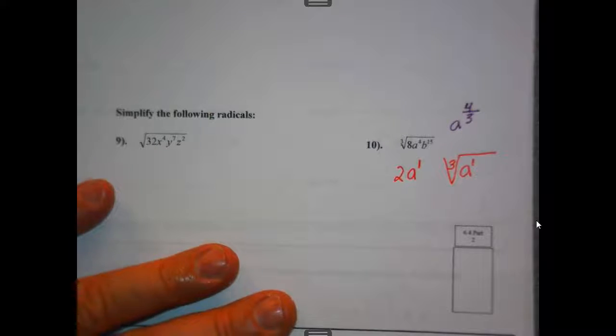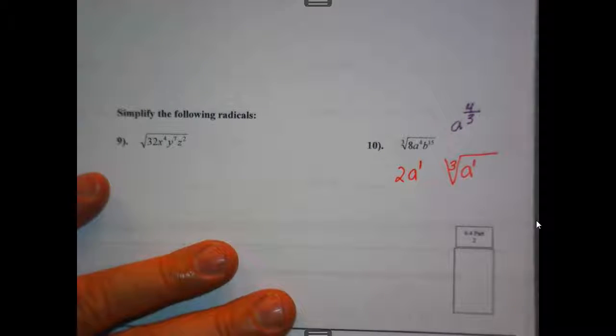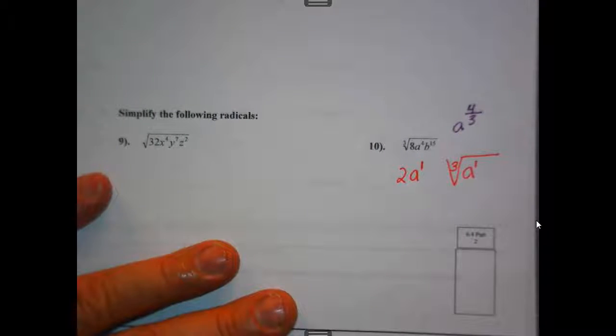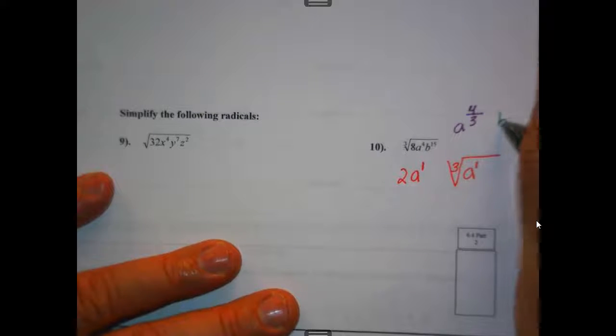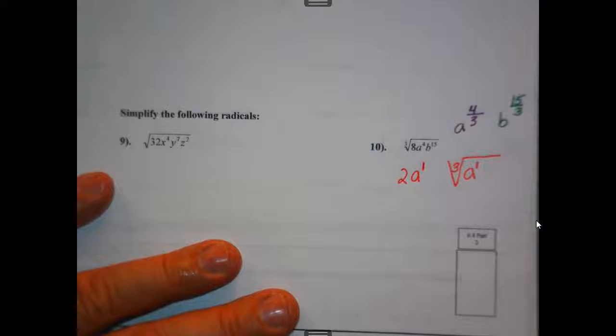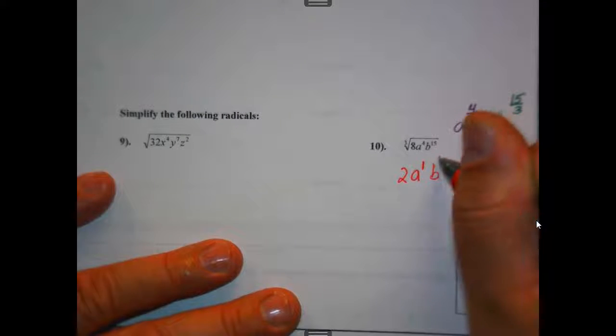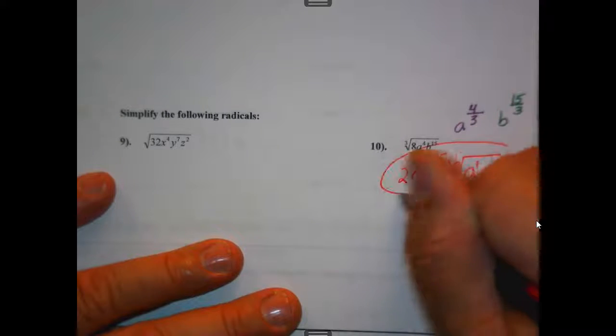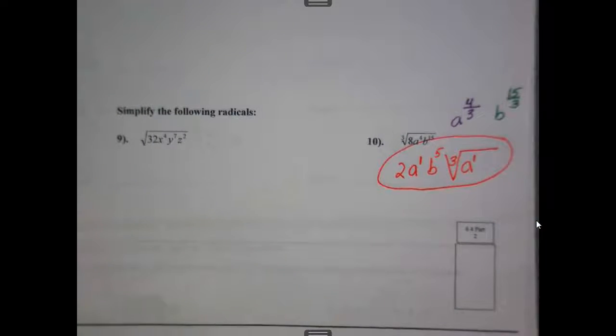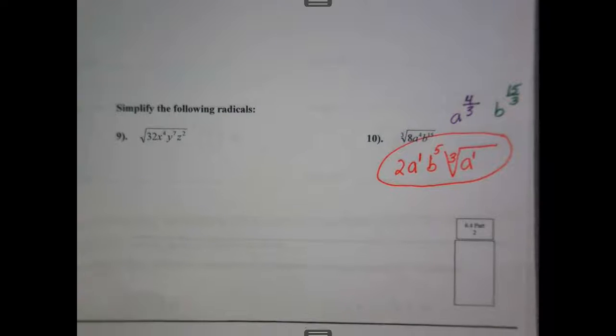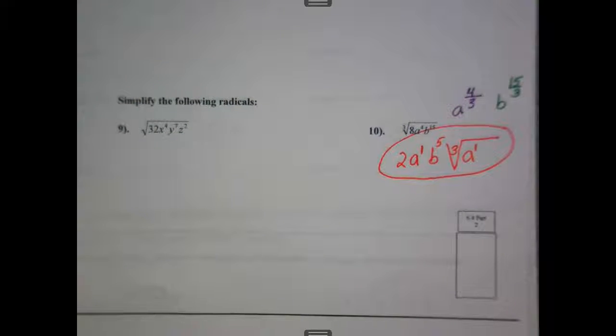How about b to the 15th? I take b to the 15 divided by 3, which gives me b to the 5. Nothing left over. That, my friends, is the answer. Need I say more? Easy peasy.